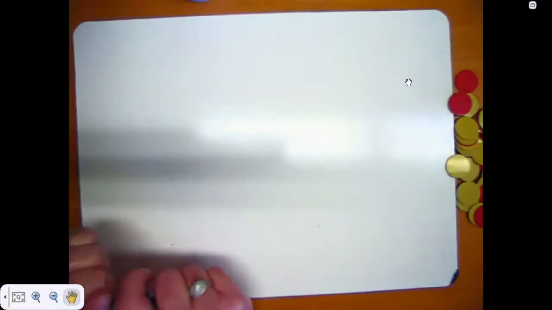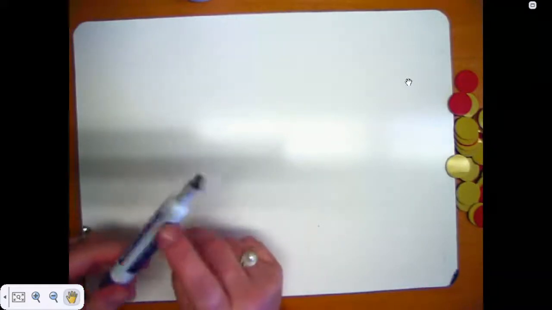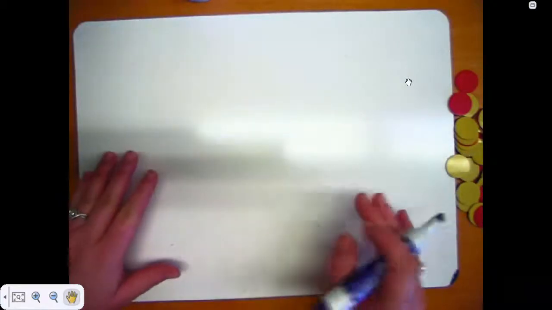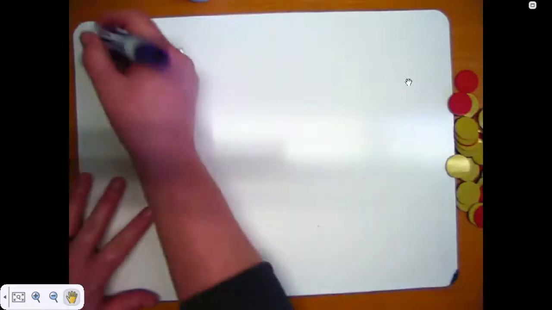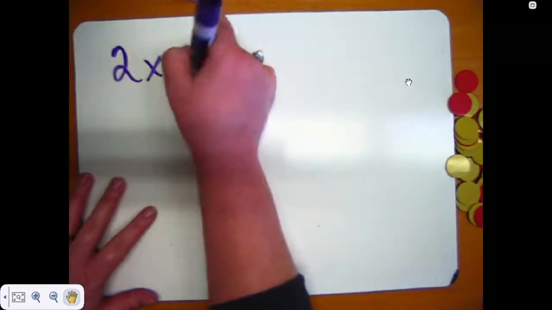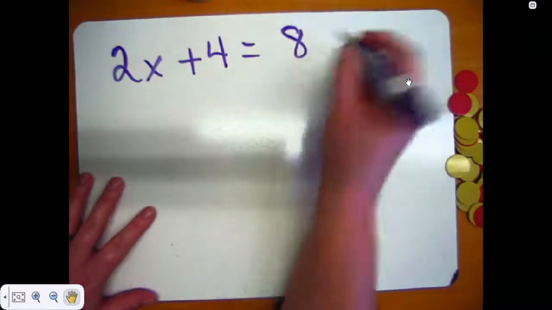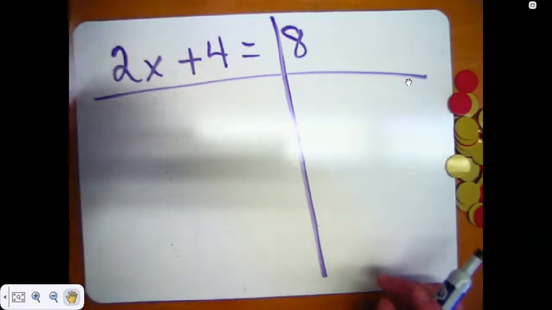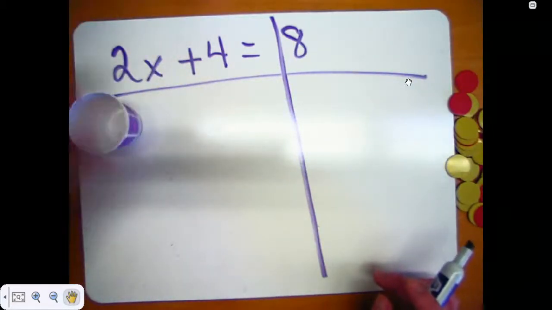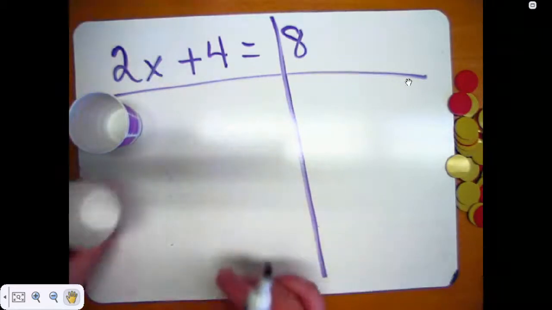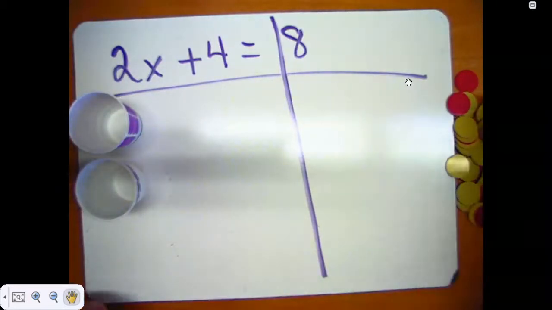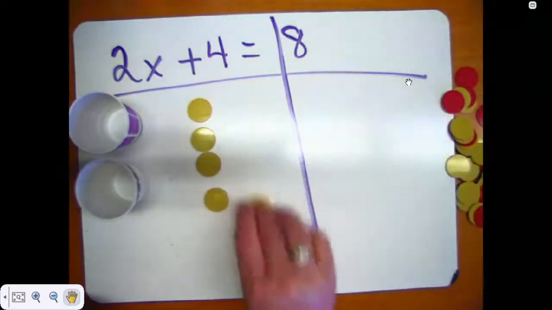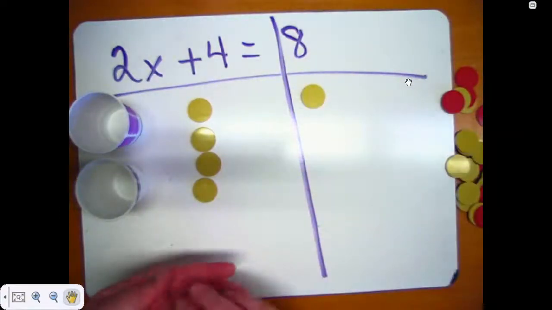Okay, so let's start out with we'll make the model of the problem that we're going to work, and then I will show you how that translates into numbers. So let's say we have 2x plus 4 equals 8, and we want to make that with manipulatives. So we will put our variables, our x's, so we will put 2 cups, and then positive 4 would be 4 yellows, and positive 8 would be 8 yellows.